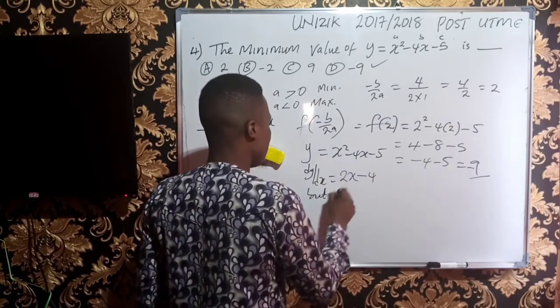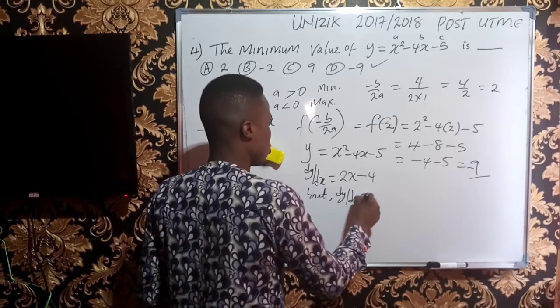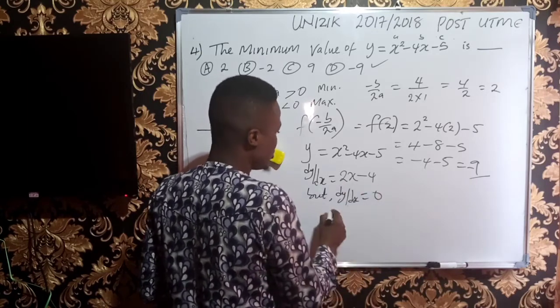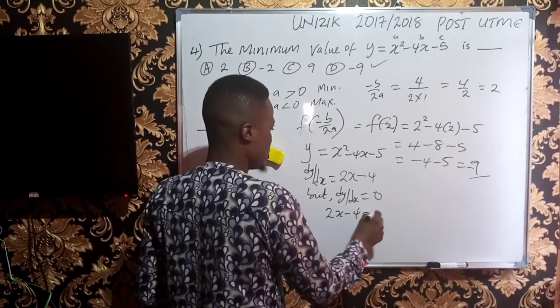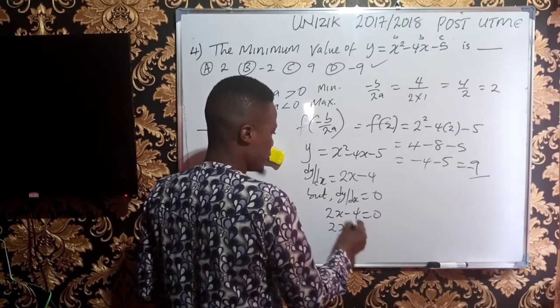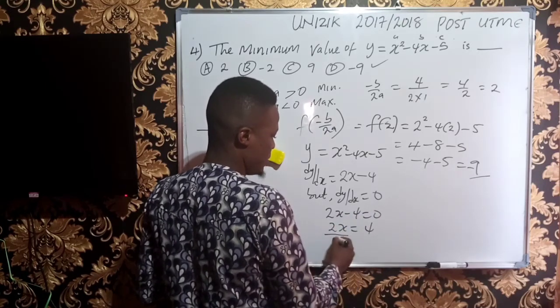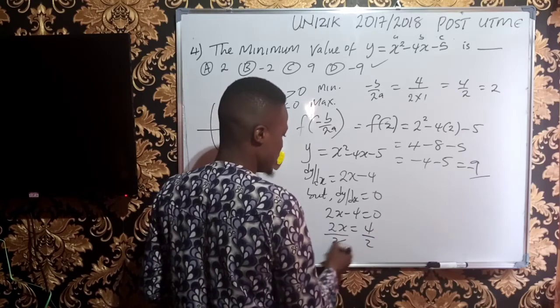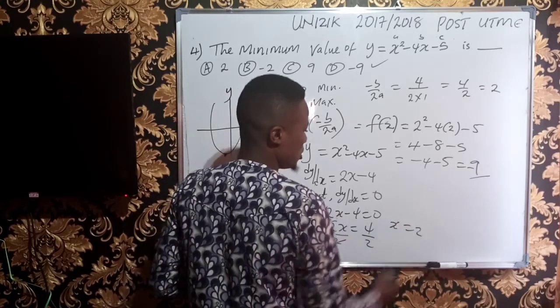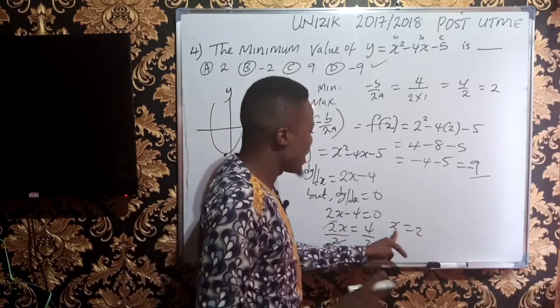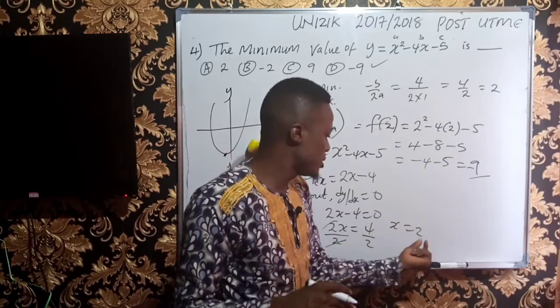But it is minimum at dy over dx equal to 0. So we equate this with 0. 2x minus 4 is 0. So 2x is 4 when this comes over. Divide both sides by 2 to get the value of x. So you see that x is 2. Then the value of x for which the function is minimum is 2.